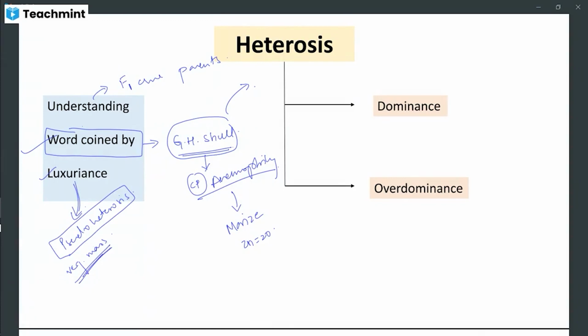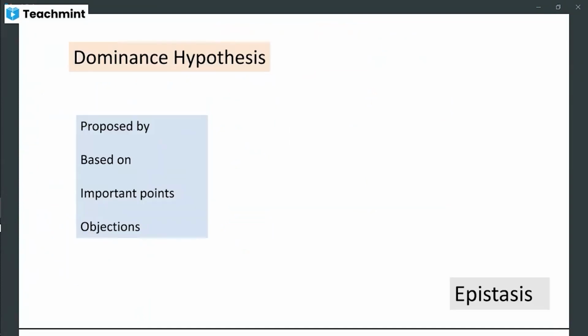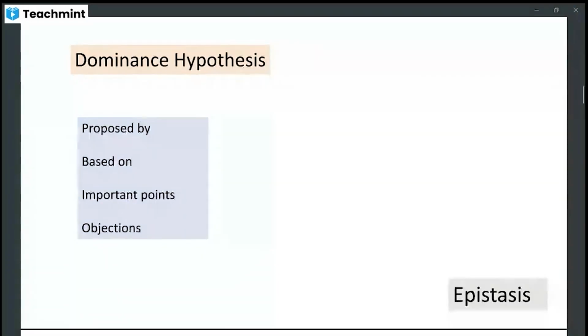And as we discussed earlier, the genetic basis of heterosis is dominance, and there are two theories or hypotheses which explain how this heterosis actually happens, right? One is the dominance hypothesis, and the next one is the over dominance hypothesis. So who proposed the dominance hypothesis? Does anyone have an idea who proposed the dominance hypothesis?